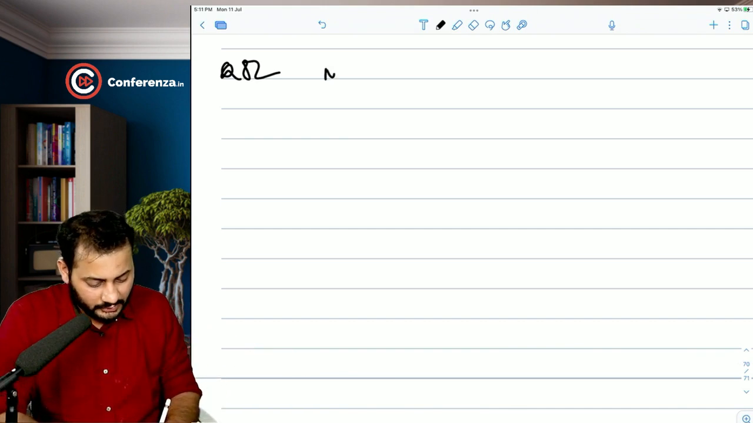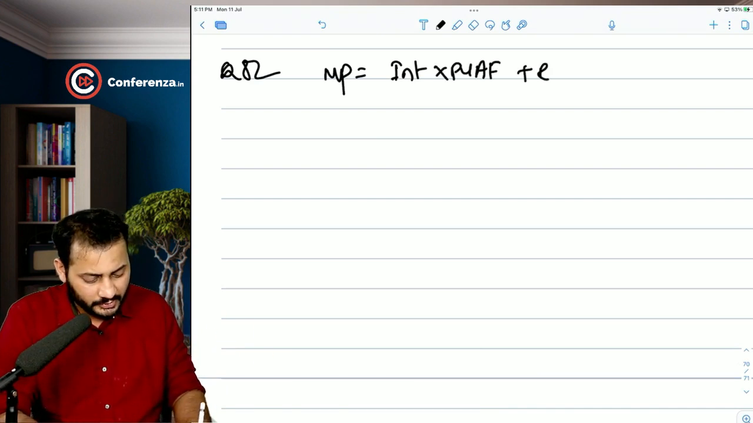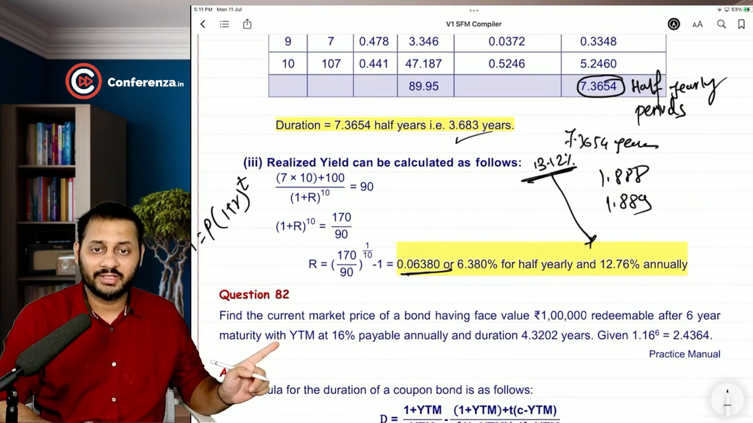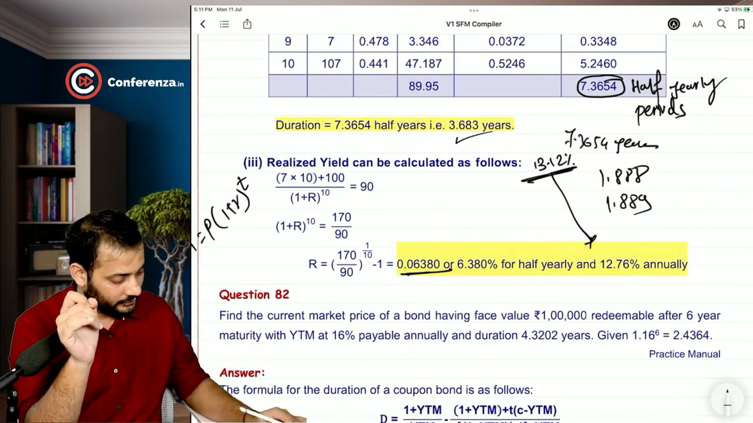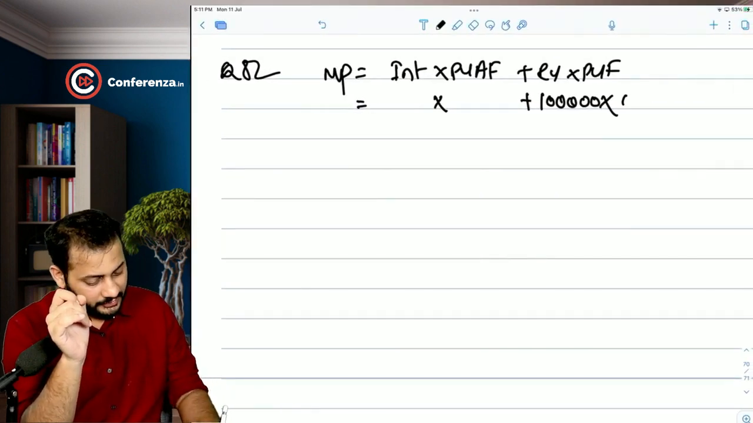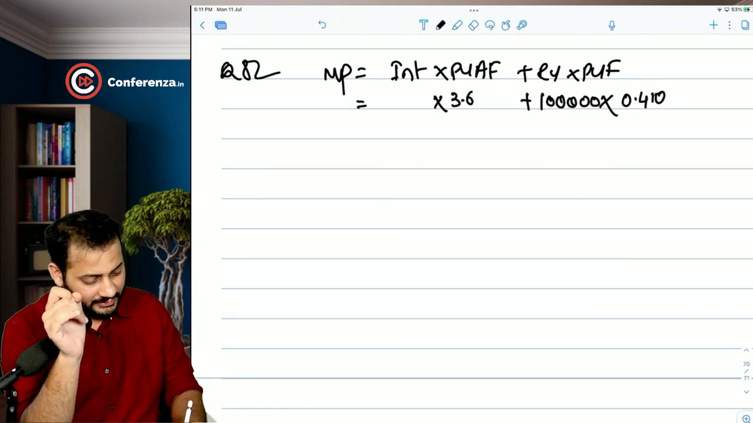They want us to calculate the market price. Please understand patiently. The formula for market price, as usual, is interest into annuity factor plus redemption value into present value factor. Redemption value is 1 lakh, and we can calculate the annuity factor at 16% for 6 years. So have a look: 1 divided by 1.16, for years 1, 2, 3, 4, 5, 6. The sixth year factor is 0.410 and the annuity factor is 3.685.